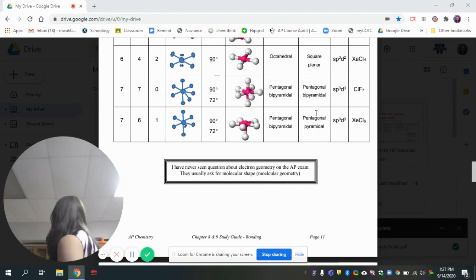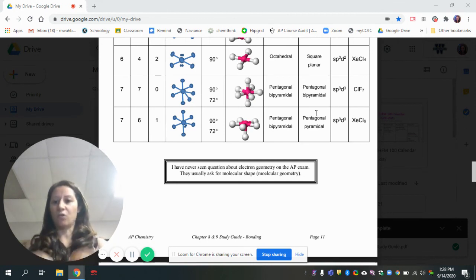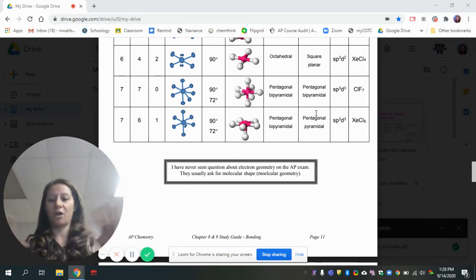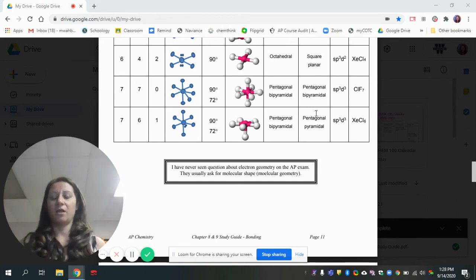All right, so lots of different shapes. A bunch of them are new this year, but hopefully they all kind of make sense. So draw your Lewis dot structure first, count how many areas of electrons are around you. From there, you can determine the bond angles and the hybridization, the electron geometry, and then from there, come up with the molecular geometry.